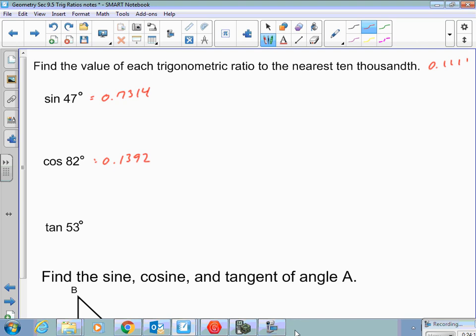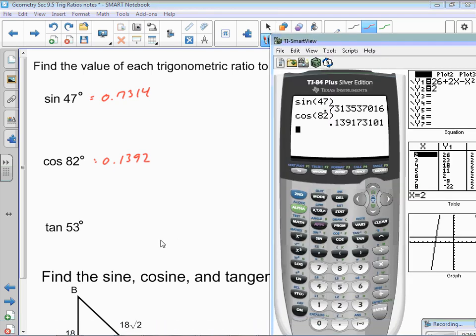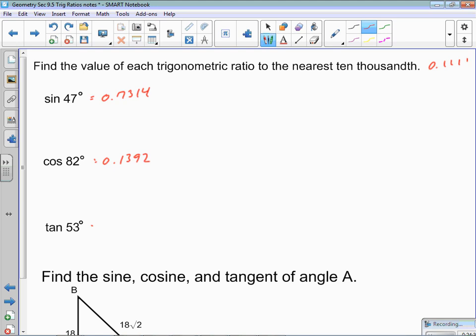And then lastly, tangent of a 53-degree angle, tangent button, 53, and enter. So 1.3270, and to the right of the 0 is a 4, so it stays a 0. So 1.3270. So if you got the angle measure, finding the sine, cosine, or tangent of that angle measure is pretty simple. Just plug it into the calculator and get your value off the calculator.